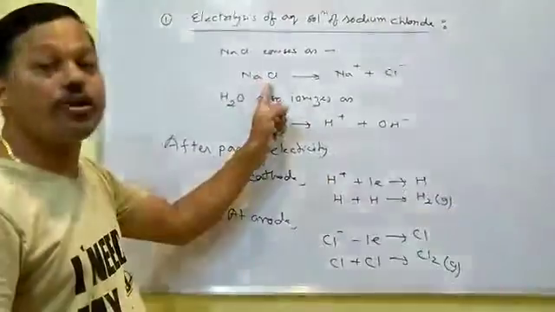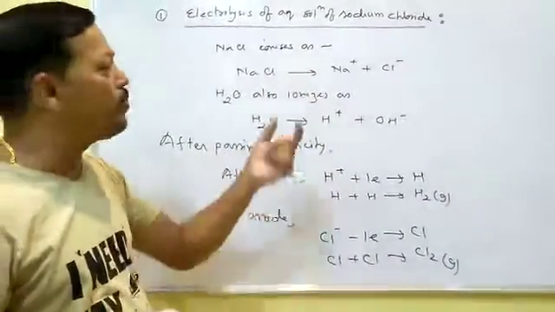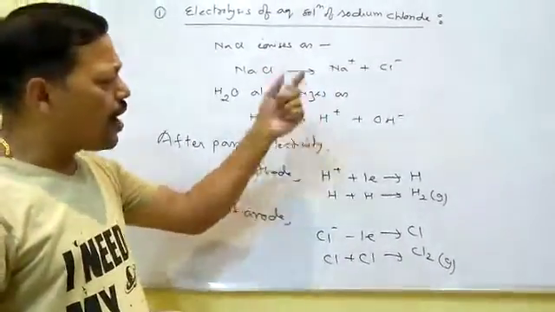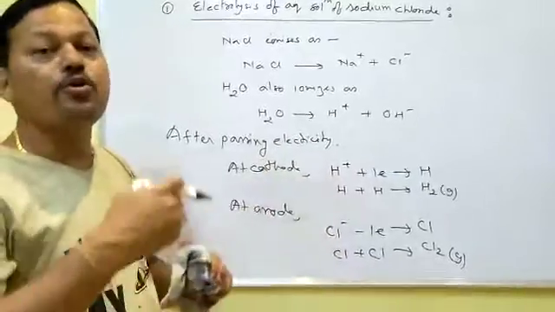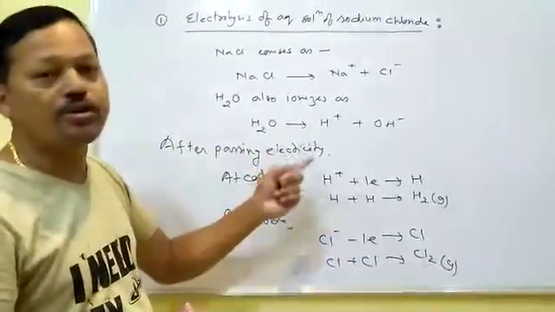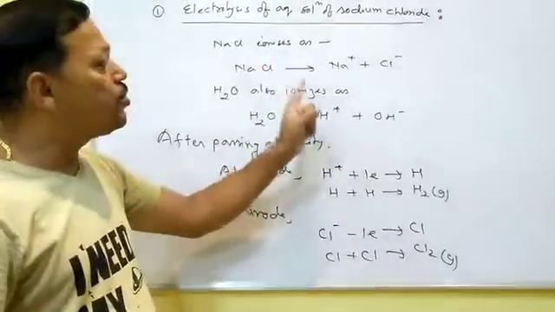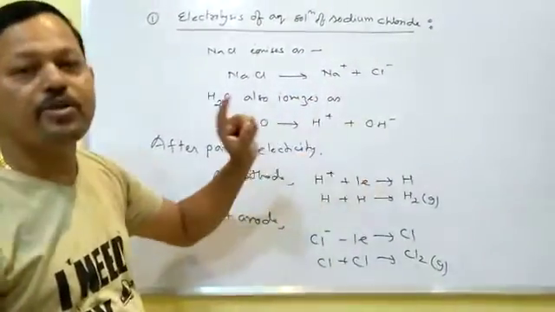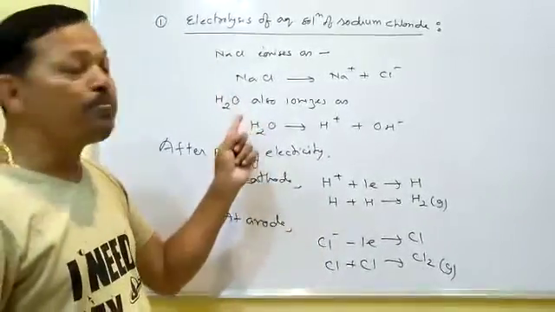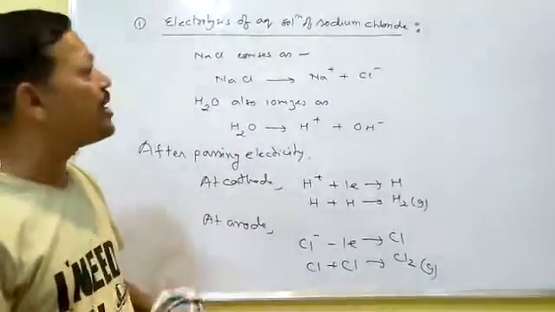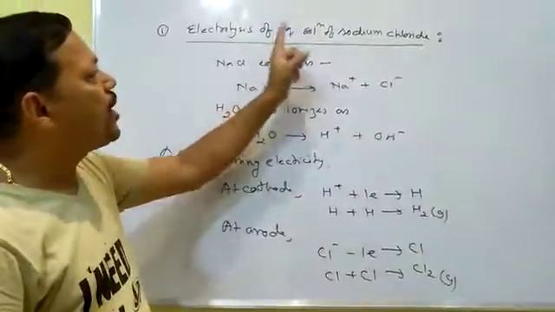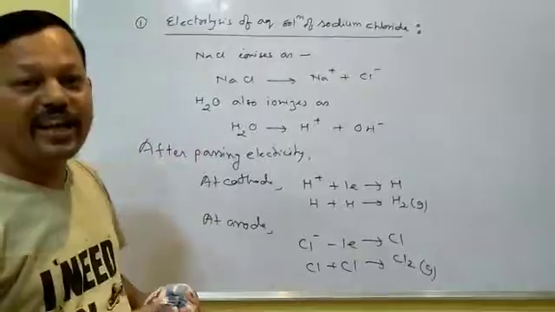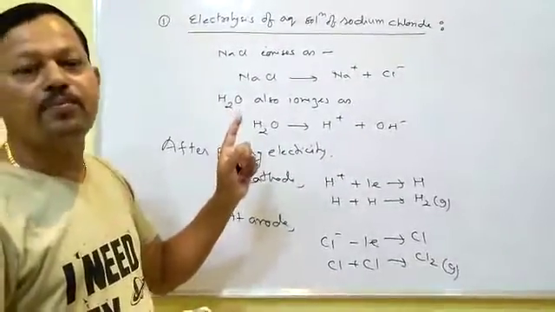Initially the solution was sodium chloride, that is a salt solution, pH will be 7 because it is neutral. But after doing electrolysis, pH will go on increasing. Why? Because after electrolysis the solution becomes basic in nature, because it is now a solution of sodium hydroxide. Since it is a base, the pH value will be more than 7. That is why after electrolysis of aqueous solution of sodium chloride, the pH value of the solution goes on increasing. I mean the solution becomes basic in nature.